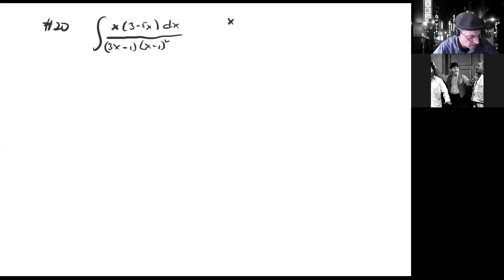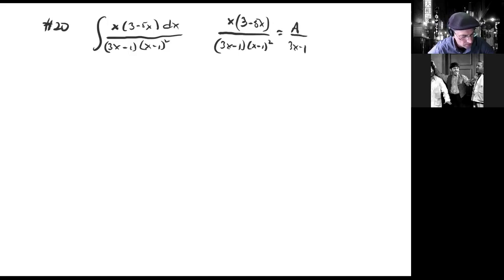And so let me write the integrand as x times (3 minus 5x) over (3x minus 1) times (x minus 1) squared. So the bottom is written as a product of linear factors, but the second of the linear factors is repeating with multiplicity 2. So this should be a over 3x minus 1 plus b over x minus 1 plus c over (x minus 1) squared, which should be the format of the answer. So now we just apply the partial fractions method.